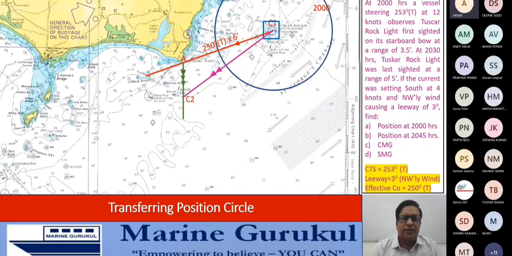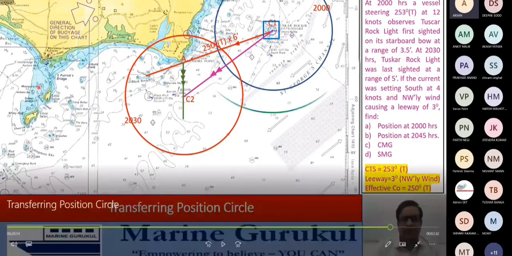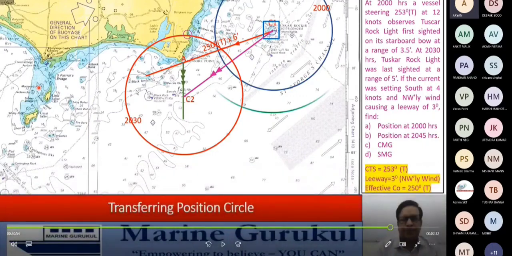So now with C2 as center and the same radius of 3.5 miles as that of the 2000R EC, we draw the transferred position circle, which is now shown here by the red position circle. So this is the transferred position circle for 2030. At 2030, we have another position circle, which can be drawn with Tusker Rock Light as the center and the last sighting range of 5 miles as radius. So beta, any doubt up to here? We have transferred the position circle now. No, sir. Very good, beta. So let's proceed ahead.